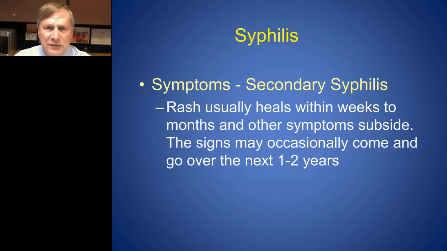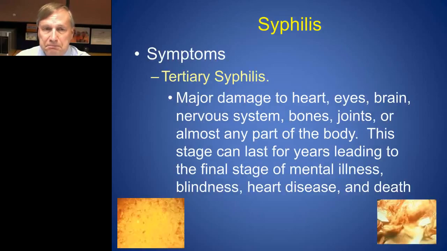The secondary rash of syphilis usually heals within weeks to months, and the other symptoms gradually do subside. However, these signs and symptoms may occasionally come and go over the next 1 to 2 years. Then it moves on to tertiary syphilis, where we see the major damage either starting to or has already occurred to the heart and to the eyes, the brain, the nervous system, the bones, the joints, or almost any part of the body. This stage can last for years, up to the lifetime of an individual, leading to the final stages of mental illness, blindness, heart disease, and even death.